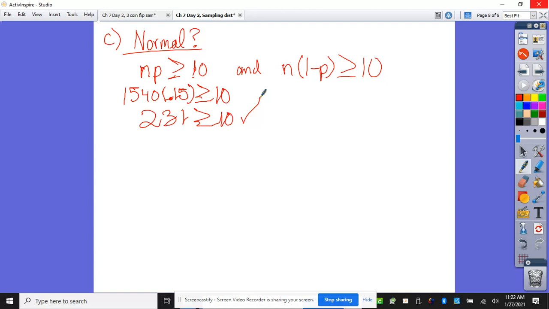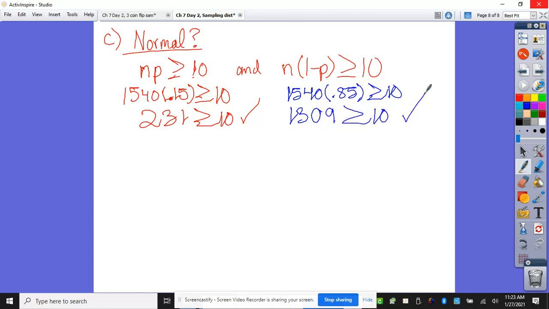However much is left, so 1540 minus 231. It just kind of helps you check your mistakes a lot. Supposed to be 1540 times 0.85. So it ends up giving us 1269. Is that right? No, because it's 40. 1,309. So 1,309 is greater than or equal to 10. So we can use a normal approximation.